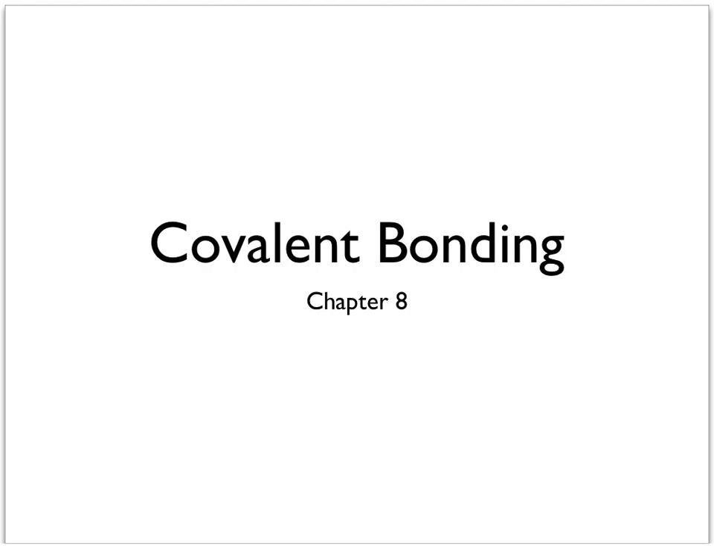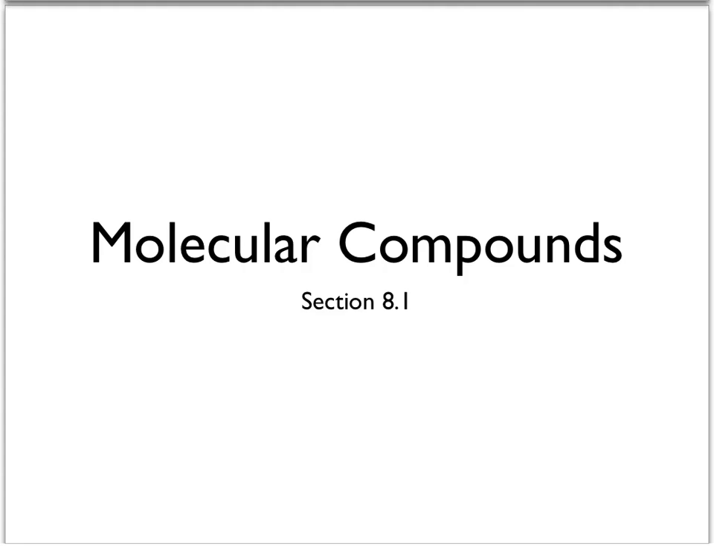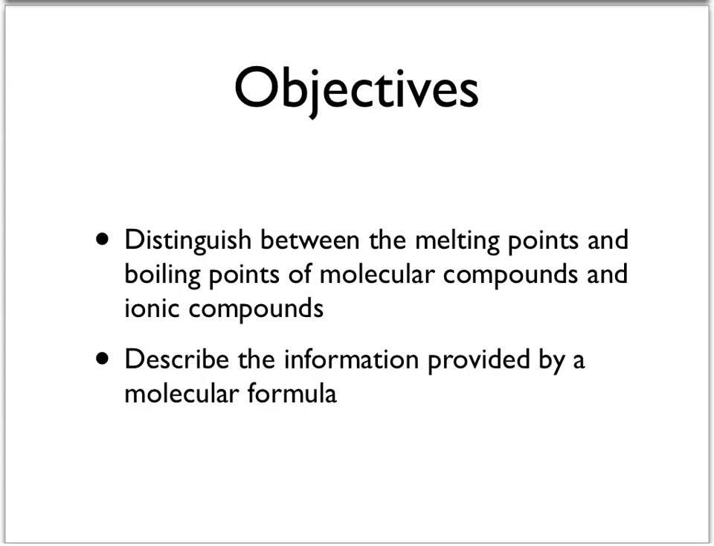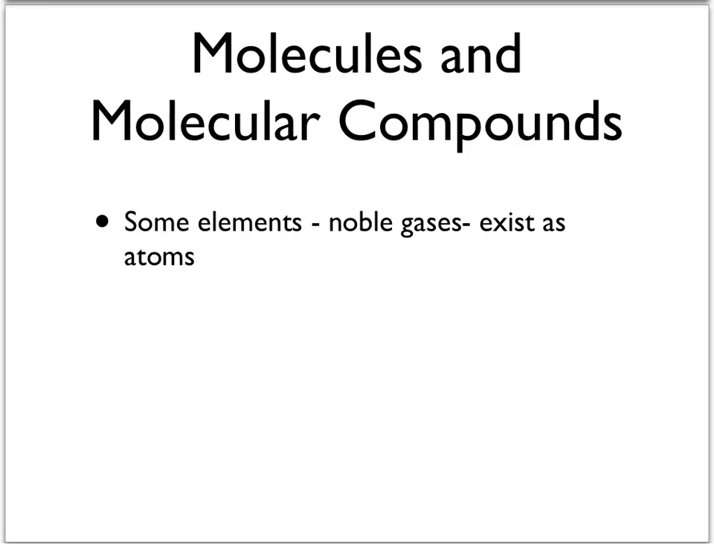Chapter 8, Covalent Bonding. Section 8.1, Molecular Compounds. Here's our objectives. Distinguish between the melting points and boiling points of molecular compounds and ionic compounds, and describe the information provided by a molecular formula. So those are the things we're going to cover in this section.